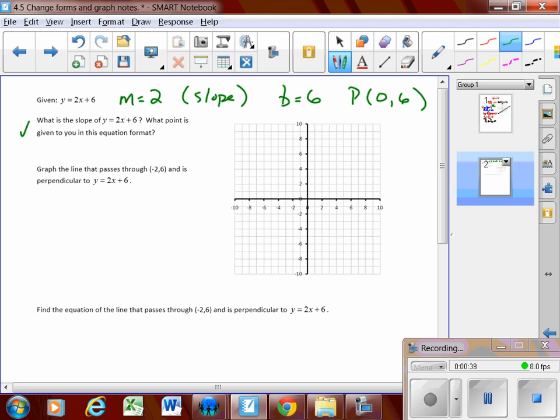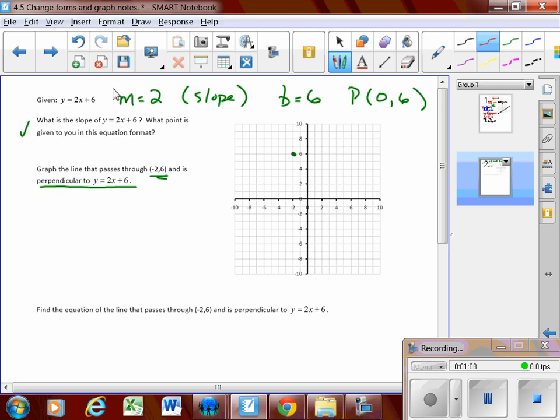The second part of the question, though, is very limited in its relationships, what we have to know from y equals 2x plus 6. Because we're supposed to talk about graphing a line that passes through negative 2 and 6. So let's just put a point here at negative 2 and 6. We're not talking about 0 and 6 from the top equation. We're talking about negative 2 and 6. And we want to talk about being perpendicular to y equals 2x plus 6.